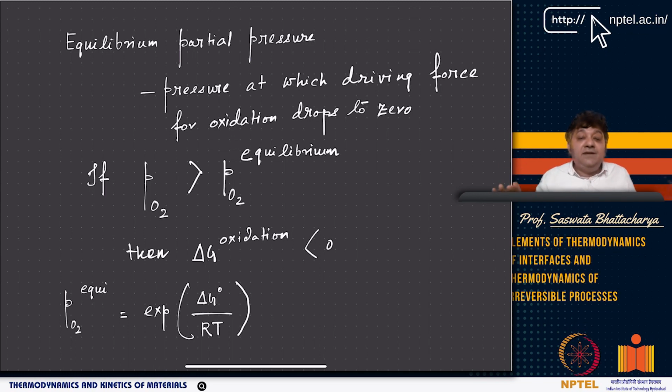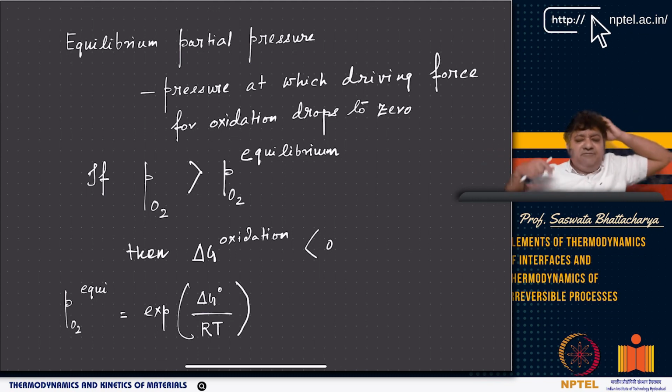Now, if PO2 is greater than PO2 equilibrium, then delta G of oxidation is less than 0, so the reaction will proceed forward. Correct? If it is greater, there is no problem. You have 10 to the power minus 9 as the threshold value. If your oxygen partial pressure is always greater than 10 to the minus 9, then there is no problem of destabilization.